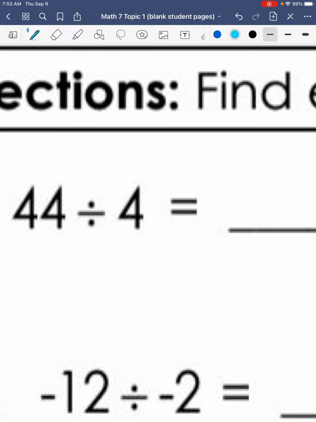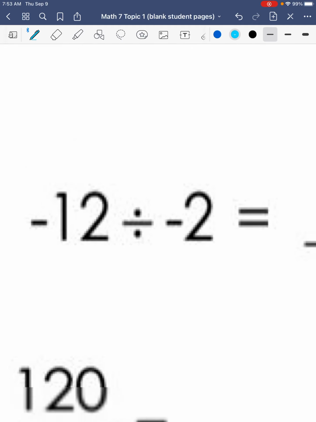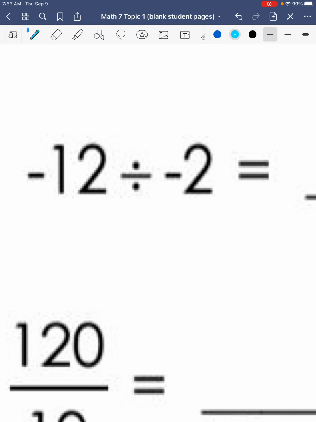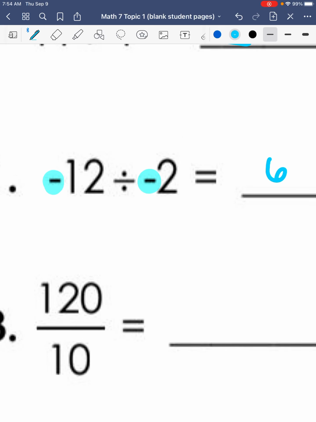So let's start right here. I've got 44 divided by 4. Well, both integers are positive, so I know that my answer is going to be positive, and 44 divided by 4 is 11. Okay, I'm just going to move down. I've got negative 12 divided by negative 2. What I notice here is that they're both negative. So what kind of quotient will I have? Well, because the signs are the same, the quotient is going to be positive. So negative 12 divided by negative 2 is going to be positive 6.